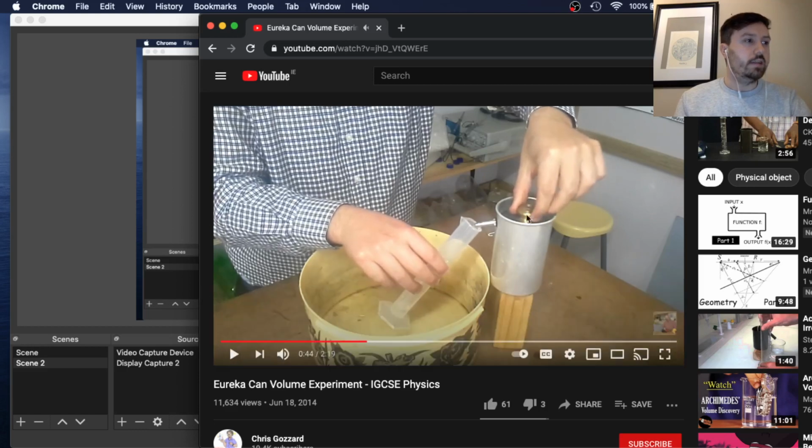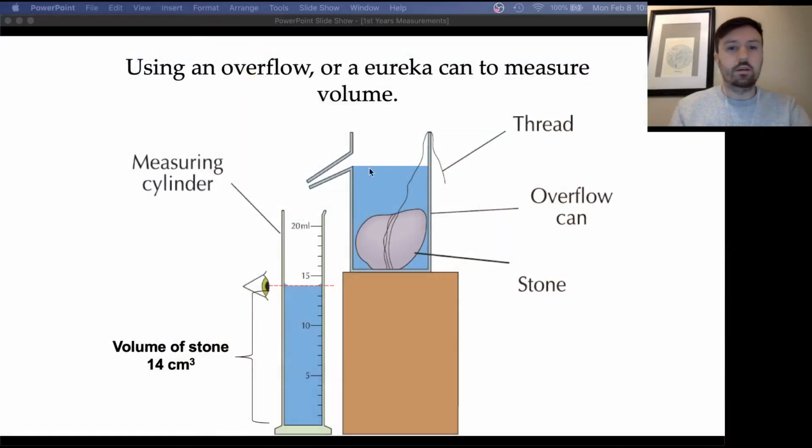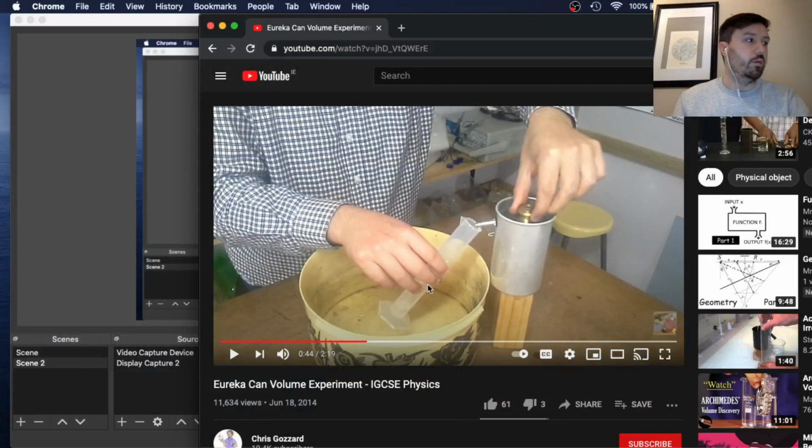So notice as he's putting this object into the can, there's water coming out of the spout here, right? Because it's filled up all the way. If you look back at our diagram here, this was filled up all the way to the brim, and once he sticks that stone in, the water goes up because it's displacing all that water, and it starts to pour out that spout, and he's catching it with the graduated cylinder. So let's look back at this video.